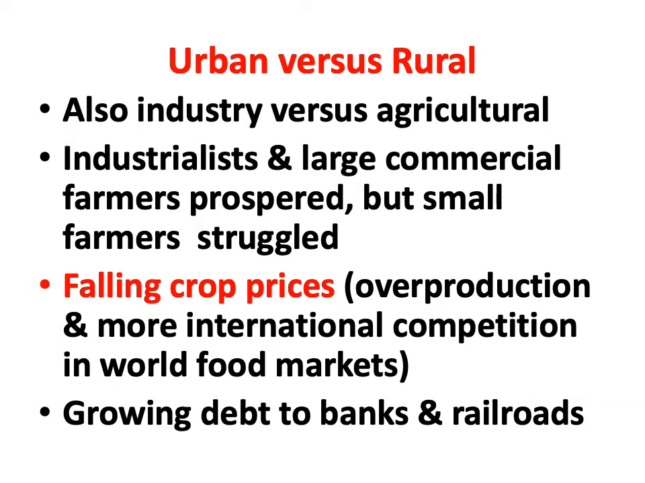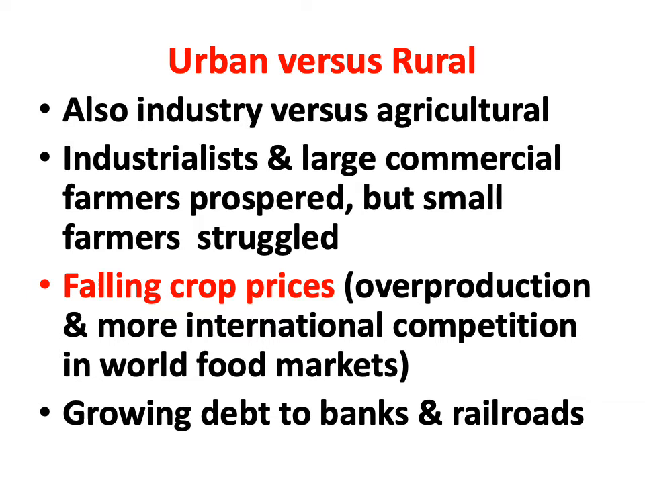We've seen this throughout U.S. history. We've seen it in the early 19th century between Hamilton and Jefferson on tariff issues. But now this split tends to intensify because of the growing influence of industry and the cities. At this time, the industrialists became very wealthy, as did the large commercial industrial farmers, but many of the small farmers were struggling. The period between the Civil War and 1900, as we saw a couple lectures ago, is characterized in general by falling prices for the crops.